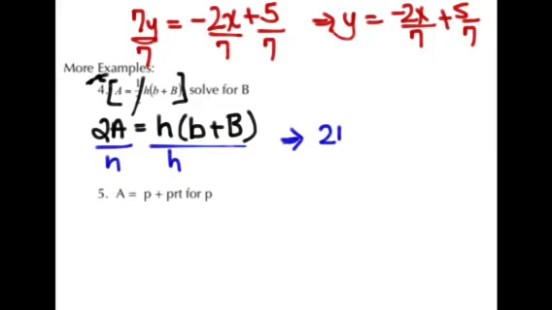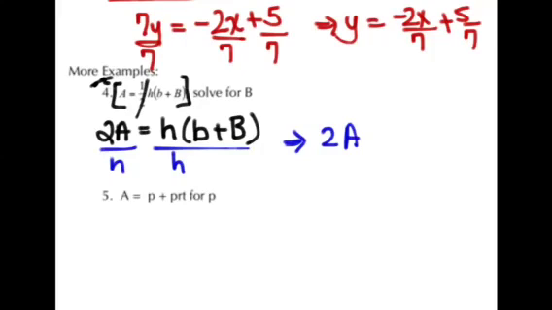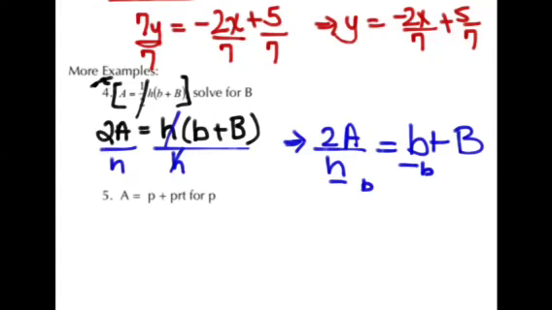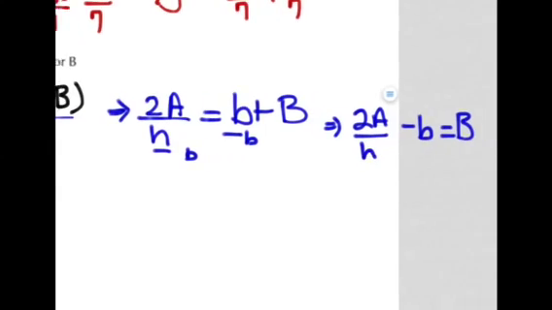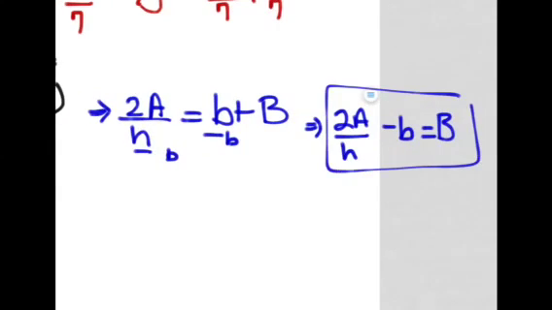So 2a, these cancel, and you get little b plus big B. Now getting big B alone is as simple as subtracting b on both sides. So 2a over h minus little b is equal to big B. That could have been written a couple other ways, but that's the quickest and dirtiest way to get straight to capital B.